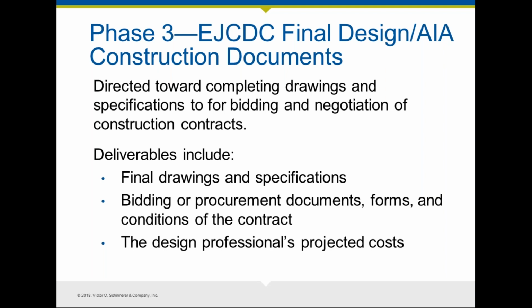This should allow, at the end of this phase, the builder or the contractor to price the construction solution. The deliverables, of course, include final drawings and specs, procurement documents, bidding documents, conditions of the contract, and what your projected costs are, oftentimes, for the construction. Of course, that is often going to hit reality when the contractor provides a construction bid. So that really is how risk management in the planning and design phase works.